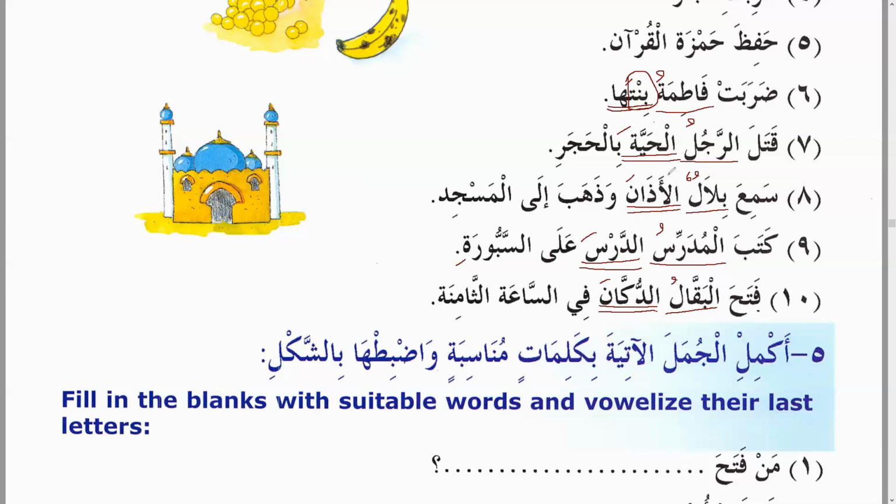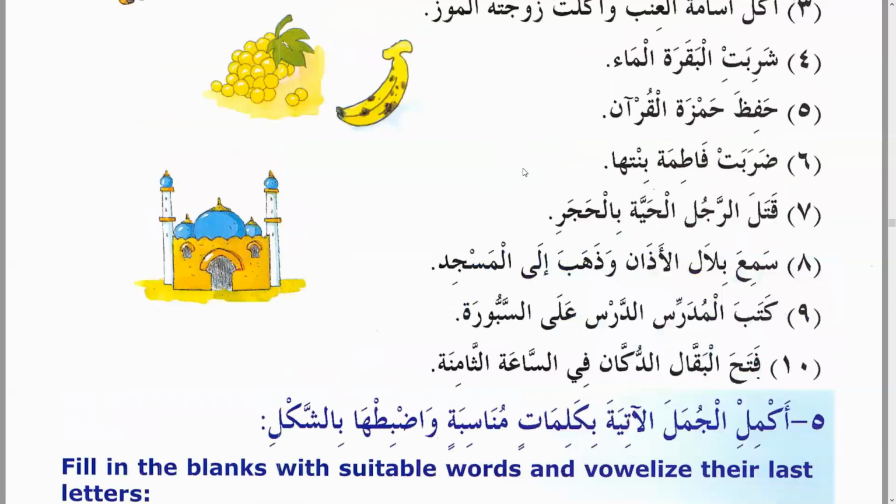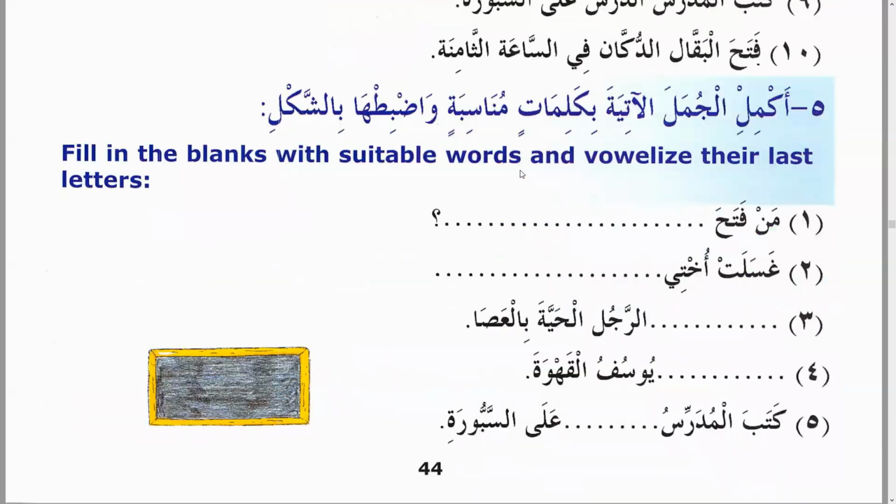So why this exercise? To show us the file is always marfu, and the Mafoolun Bihi, the object, is always mansub. Inshallah ta'ala. Very easy exercise, not much. This lesson is also very easy. Inshallah.